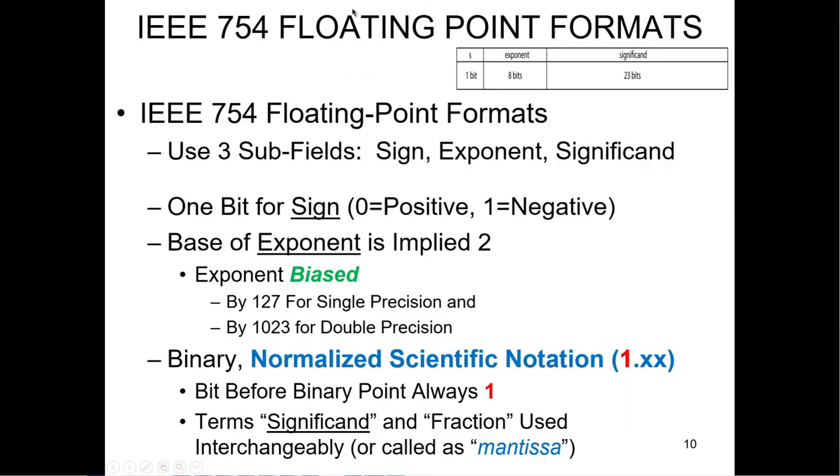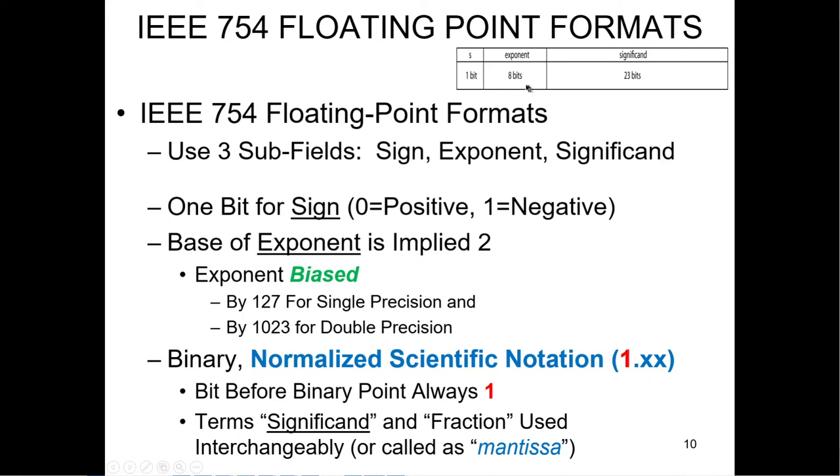So one of the things that we see, this is the standard. There are three subfields, and this is single precision here, 32 bits. The first bit is a sign bit. Zero is positive, and one is negative. I am confused by this, because apparently you can still sort the numbers, but I don't know why the negative numbers would have a one there. That seems counterintuitive to me, but anyway. So the sign bit, zero is positive, one is negative.